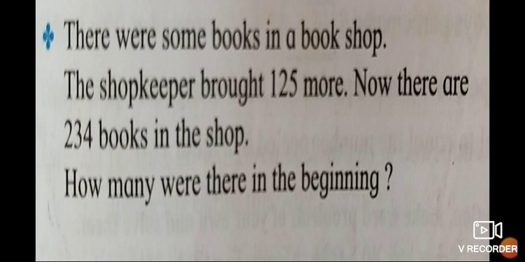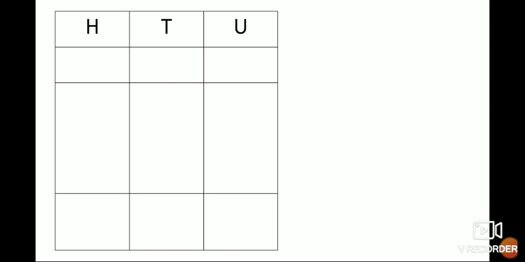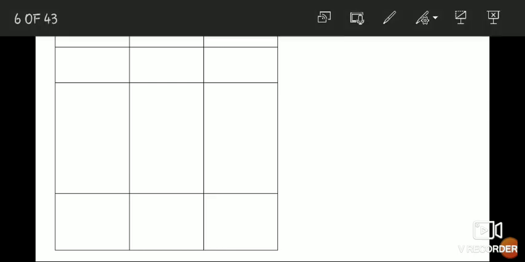See, there were already books in the shop, but the shopkeeper brought 125 more. And now the total number is 234 books in the shop. But we don't know what was the number in the beginning. So what we have to do here is minus. You have to take away the smaller number from the big number and get your answer. Here we will have to write our sum. So the bigger number comes first.